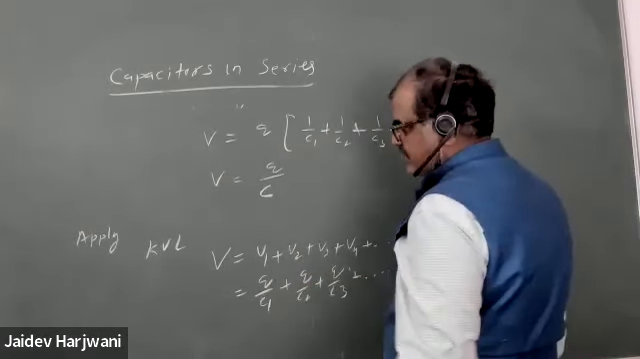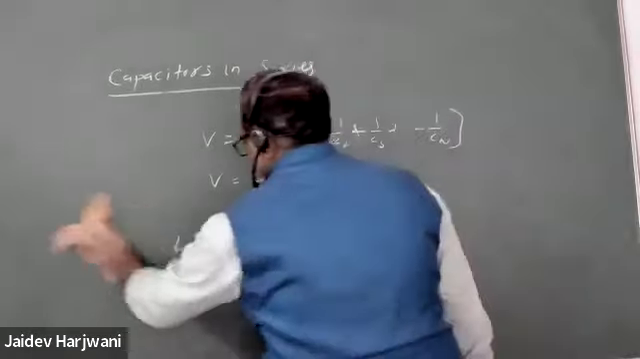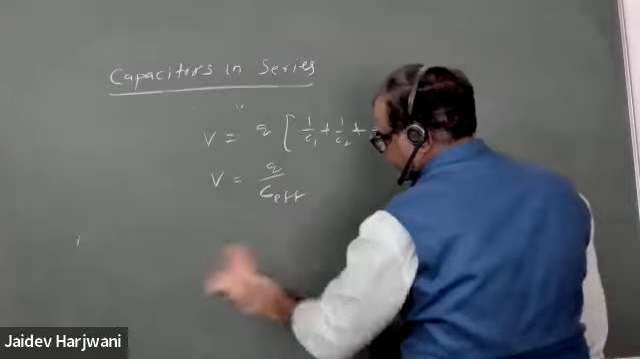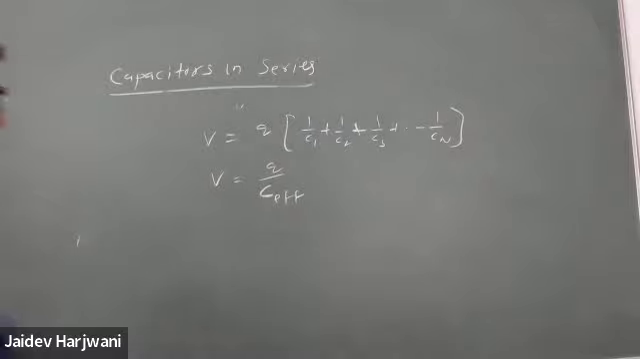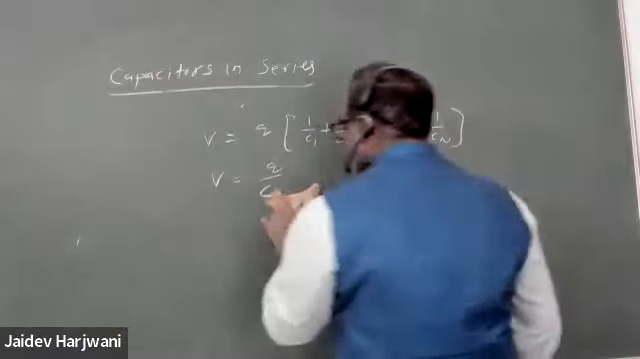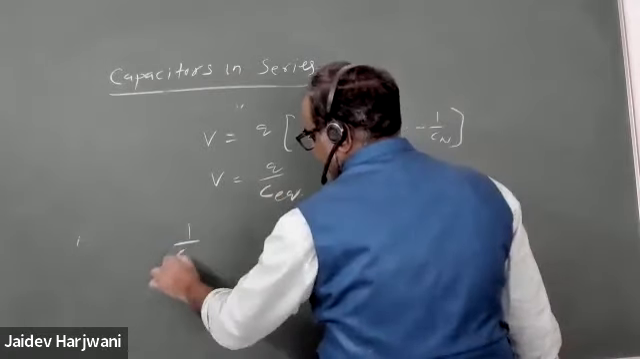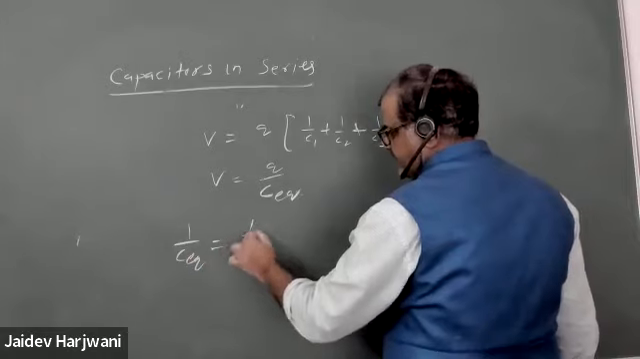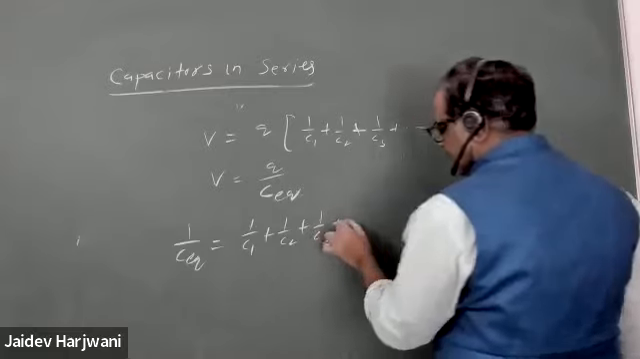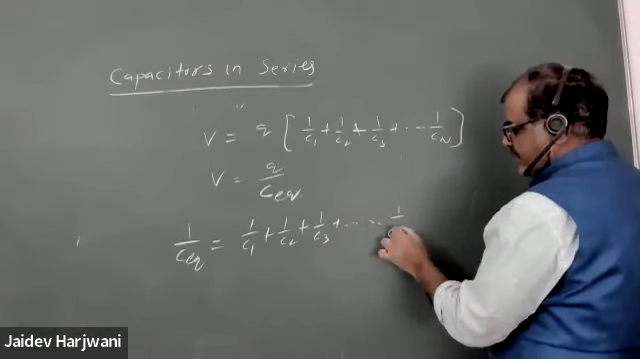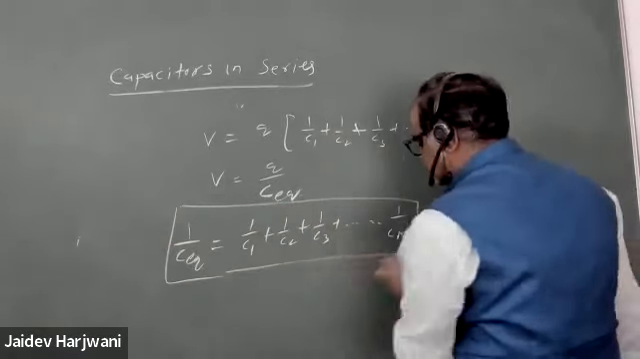What do you call it, C effective? You write C effective or C equivalent. Generally in electronics, we use the word C equivalent. So I can write 1 upon C equivalent equals 1 upon C1 plus 1 upon C2 plus 1 upon C3 up to 1 by Cn. So this is my equivalent capacitor when they are in series.